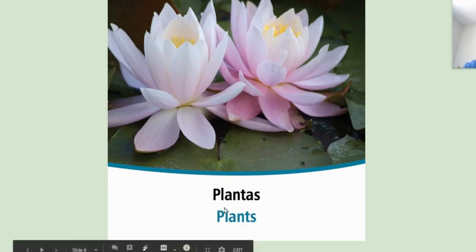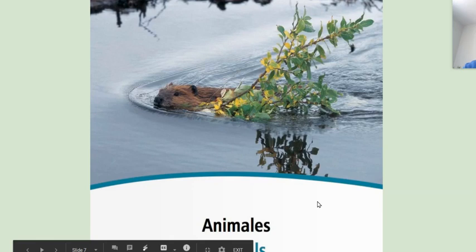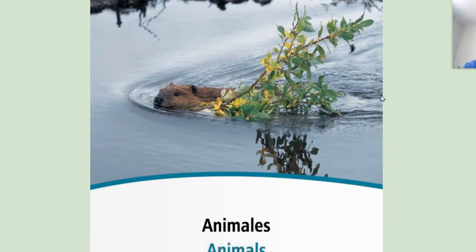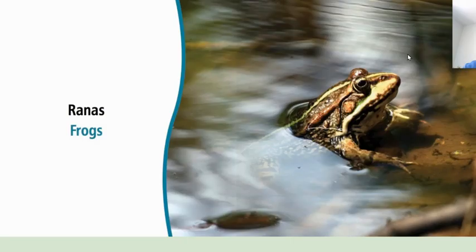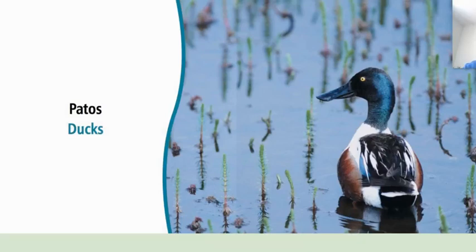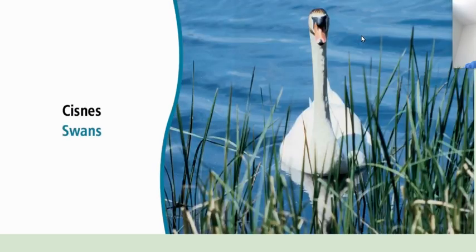So we have plantas, plants. Right? Notice how they sound the same. Animales, animals. Ranas, frogs. And in some other countries, they call them sapos. And in some other countries, they call them coquis. Wow, so many names for a frog, right? Patos, ducks. Cisnes, swans.